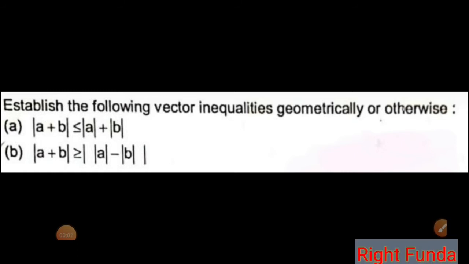The question says: establish the following vector inequalities geometrically or otherwise. The magnitude of A plus B is less than or equal to the magnitude of A plus the magnitude of B, and the magnitude of A plus B is greater than or equal to the magnitude of A minus the magnitude of B. Let's see.